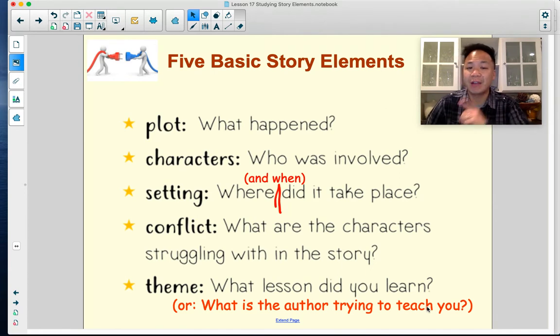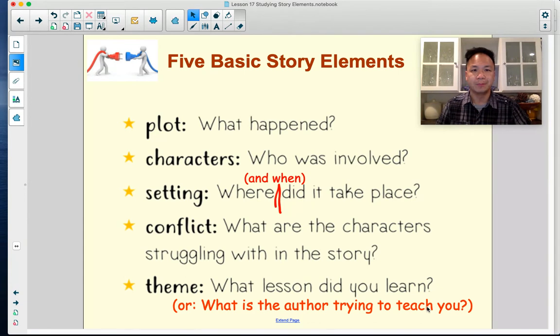Then there's the conflict. What are the characters struggling with in the story? You will note that every story is about trouble. So what's the conflict? And the last thing, the theme. What lesson did you, the reader, learn? Or more appropriately, what is the author trying to teach you? Maybe sometimes we don't learn it, but the author's trying to teach you something. That's the one thing they're trying to get across to you.